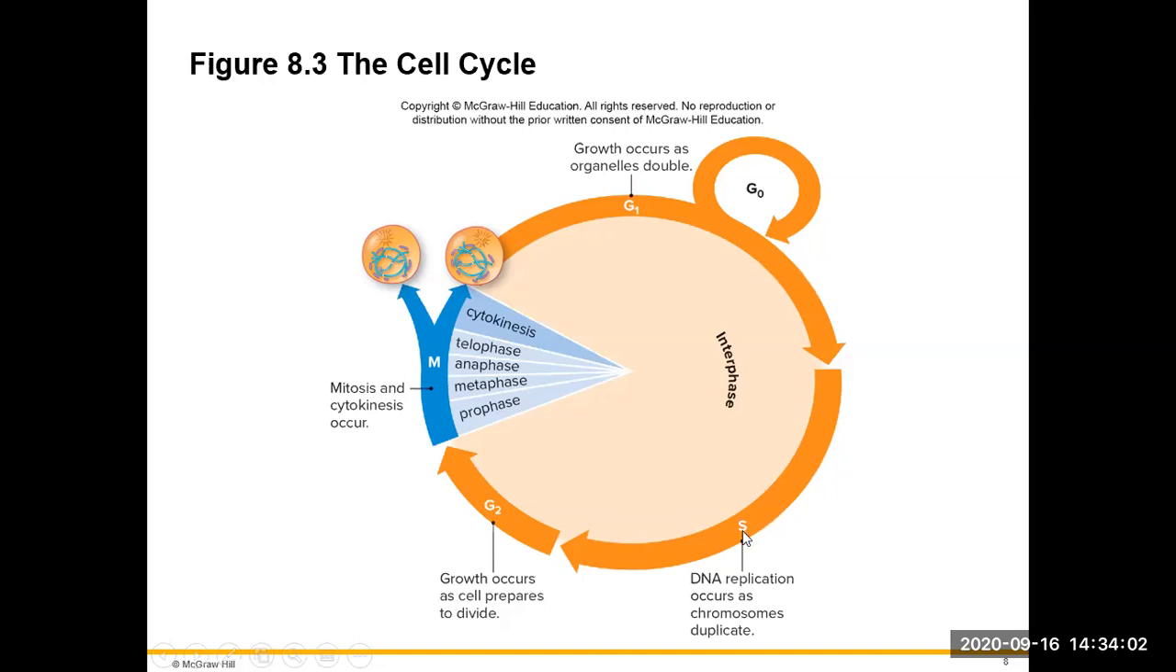Then if the cell is ready to go to the synthesis phase, when it reaches this phase, that means it has to replicate the DNA, or double the DNA. In G1, it was just doubling the organelles, or all the cellular machinery found within the cell, except the DNA or the genetic material.